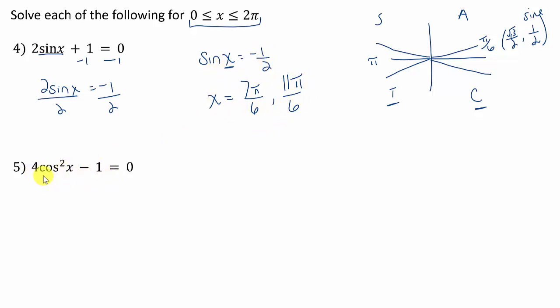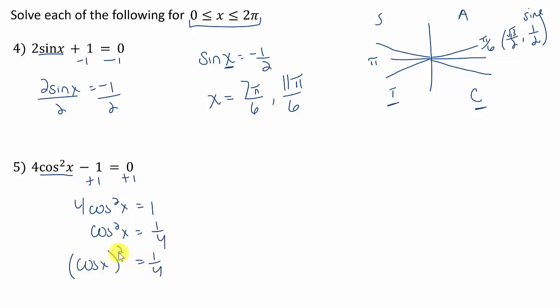Okay, this one, same idea. I want to get cosine squared by itself, so I'm going to add my 1. I'm going to get 4 cosine squared x equals positive 1. Divide by 4, and I'm going to get 1/4 here. Now, this is cosine squared. You can look at it like that, or you can look at it like this. Sometimes it's easier for people to see it where the cosine is in parentheses squared. Either way, I'm taking the square root. So what I'm going to get is cosine of x equals plus or minus the square root of 1/4, because when we square root something, we put plus or minus. So simplifying that, the square root of 1/4 is 1/2, and I have a plus or minus.